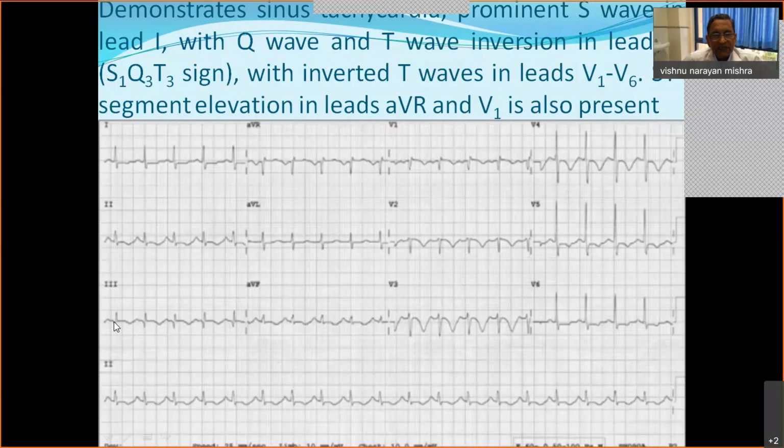So Q3, T3 here in lead 3 and S1 here, with inverted T waves in V1 to V6. Along with that, there may be inversion of the T waves from V1 to V6, which we are seeing here classically. So this is suggestive of a pulmonary embolism. So the ECG sign is known as the S1, Q3, T3 sign.